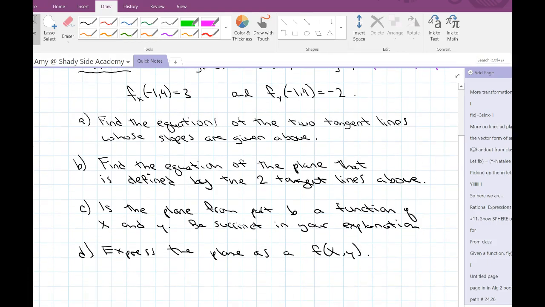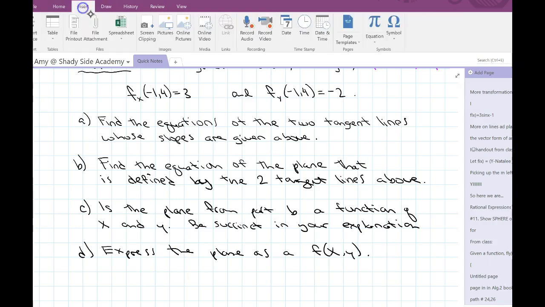Once again, when you're finding an equation of a line, parametric or vector, okay, you have to remember that you need a vector parallel to that line. So the question that you may have is, wait, how did we find that vector? Well, I'm going to show you.